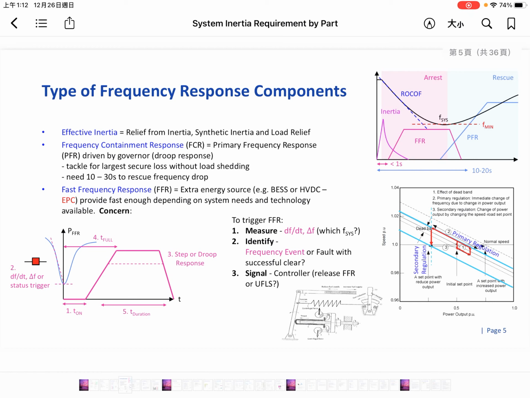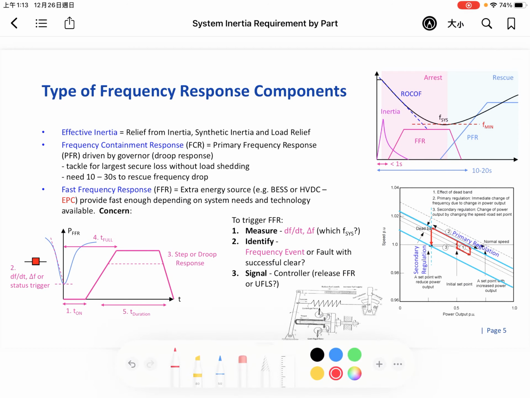So from here on, you can hear that we have different kinds of frequency response components. Just like what I have mentioned: the inertia, fast frequency response, that is the third one, fast frequency response, and the primary frequency response. So here they are all recorded in the figure.